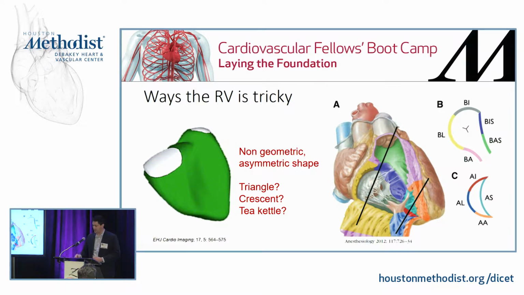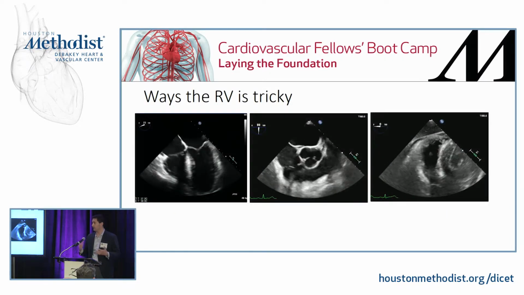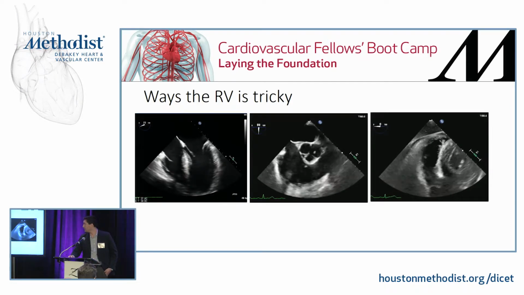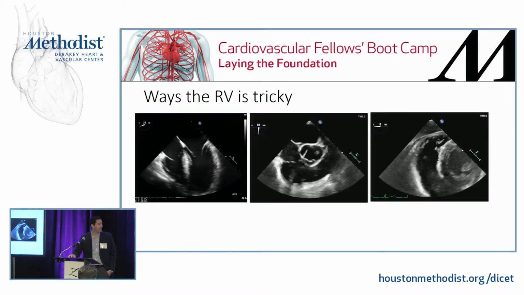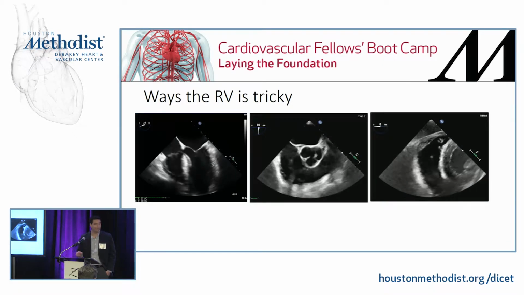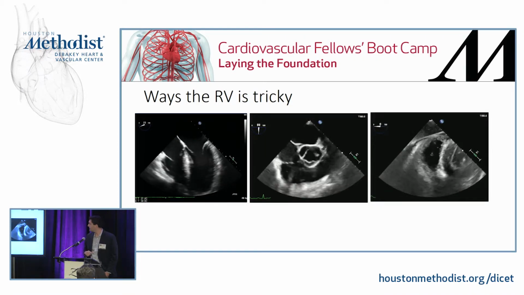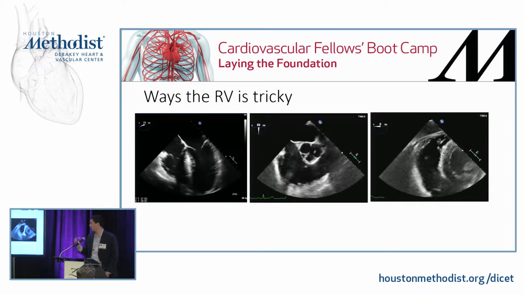But you can get an appreciation for how different 2D cuts of the RV look different when you look at different TEE views. So in a mid-esophageal four chamber, it kind of looks like a triangle there all the way on the left. In a RV inflow-outflow in the middle, it's kind of a lopsided U shape wrapping around the aortic valve. And then in a transgastric short axis on the right, it looks kind of like a crescent.